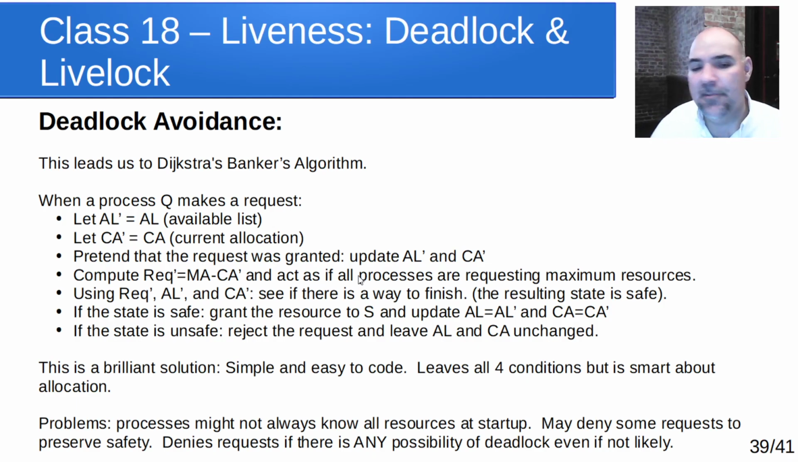We might deny some requests to preserve safety of the system or to keep it from deadlocking. And even though giving that out may not have resulted in deadlock, we may reject a request even though we have a resource available just to maintain safety of the system. And the reason for that is we're essentially denying requests if there's any possibility of deadlock that could result, even if it's highly unlikely.